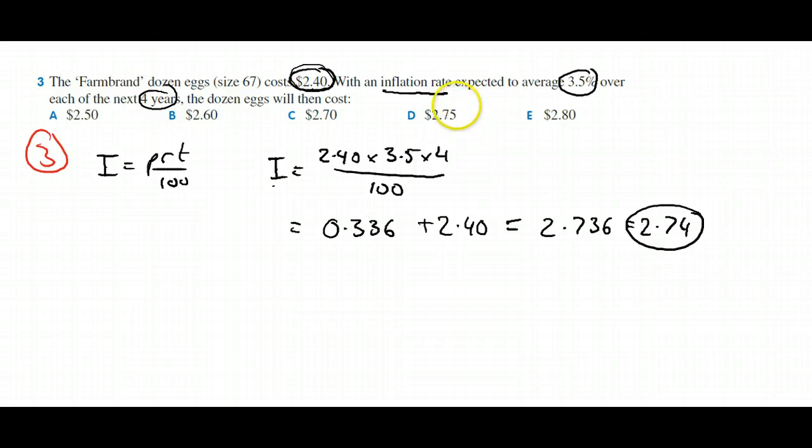And we can see that that's very close to this one here, D. Yeah, I guess they've rounded it up to 2.75 because it needs to be a multiple of 5 cents because that's the smallest amount of money you can have. So you can't have 2.74 as the value of something. Alright, let's move on to question 4.